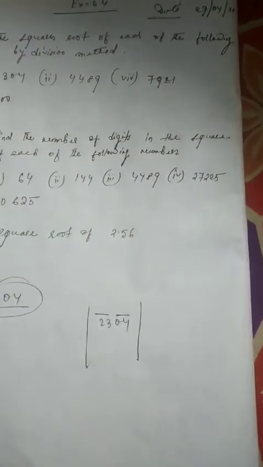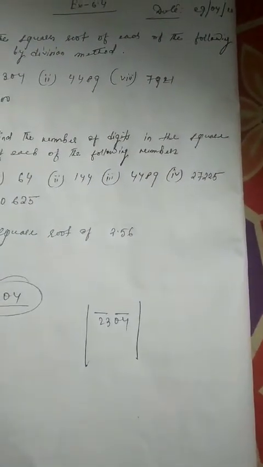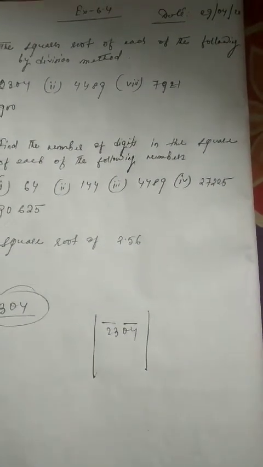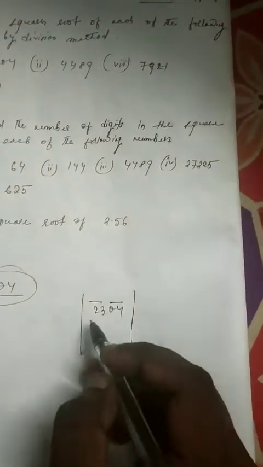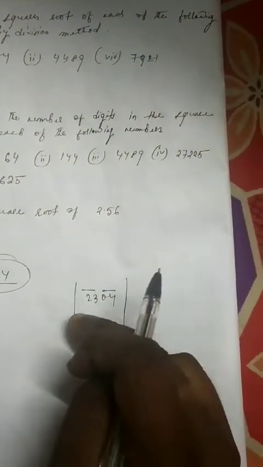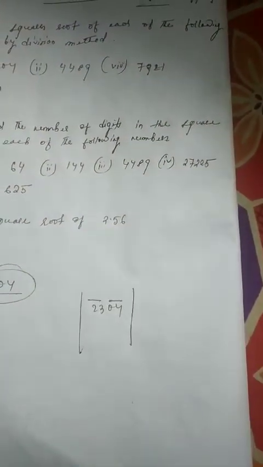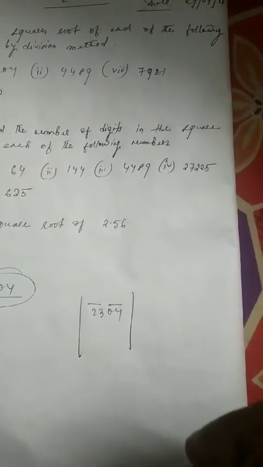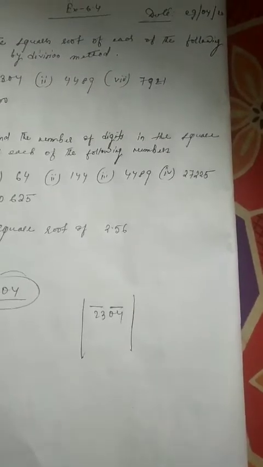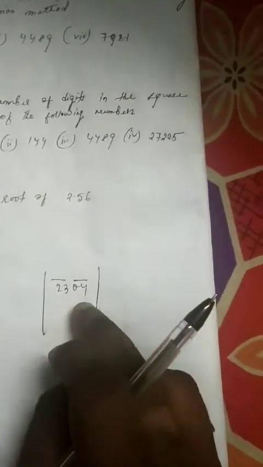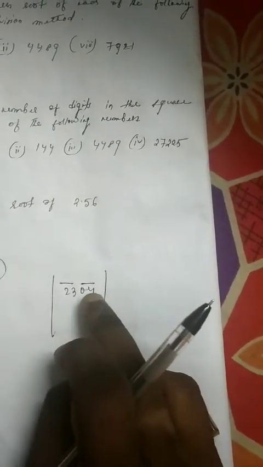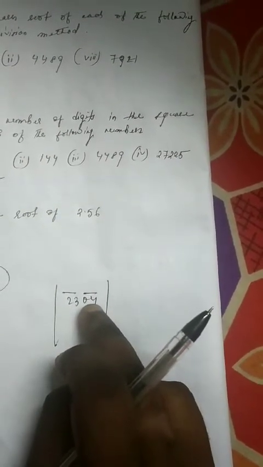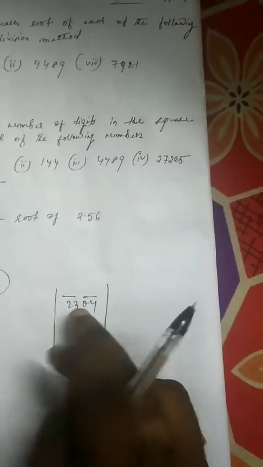Now you might be thinking, if there was one more single number, what about that? That number will be kept single, and it will remain as a single bar on a single number. So here 04 and 23: 04 is under one bar, and 23 is under one bar.